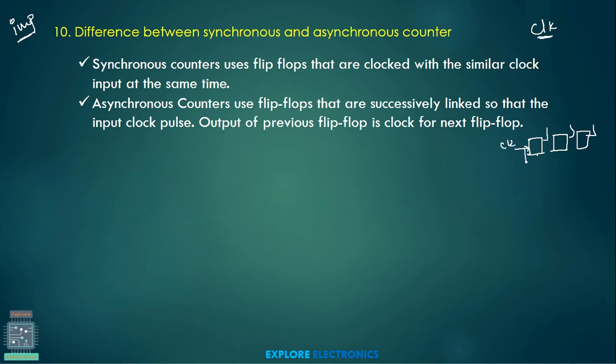If this clock is common to all the flip-flops, we call it as synchronous clock. If this clock signal is not common to all the flip-flops, suppose a master clock is given to the first one and output of this will be given to the clock of the second one, and output of this will be given to the clock for the third one, then we call it as asynchronous clock. This is synchronous clock. So the main difference is that synchronous counter uses flip-flops that are clocked with the similar clock input at the same time. Asynchronous counter uses the flip-flops that are successively linked so that the input clock pulse is the previous output. That is how we can say the difference between synchronous and asynchronous counters.